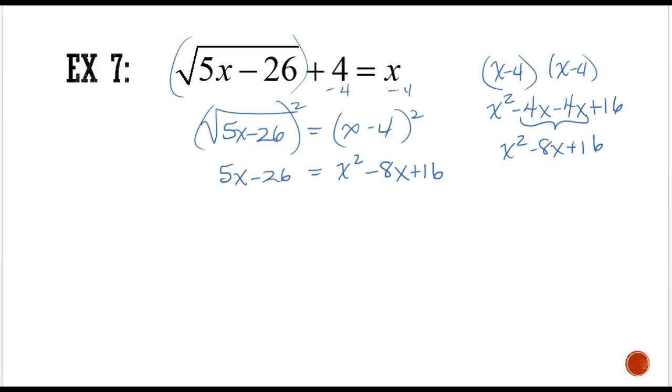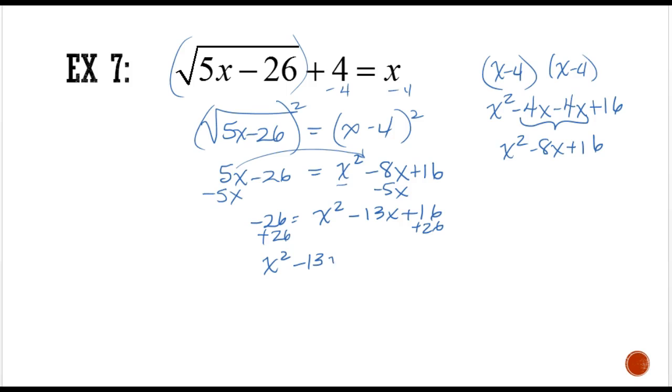All right, so we got lots of stuff going on. Now, what I would recommend, notice the x squared is positive here on the right. We want to keep it positive. So I'm going to move my 5x over here by subtracting 5x. So I'm going to have negative 26 equals x squared minus 13x plus 16. Then I'm going to move that negative 26 over by adding 26 to both sides. So I have x squared minus 13x plus 42. All right, so now, interestingly enough, it's equal to 0.